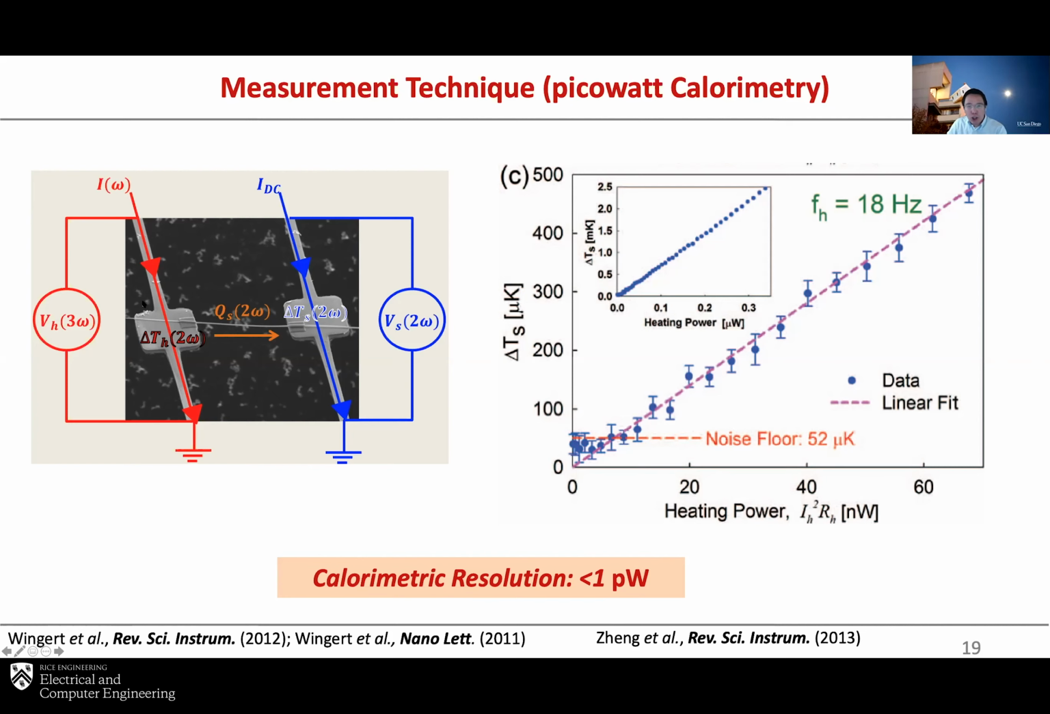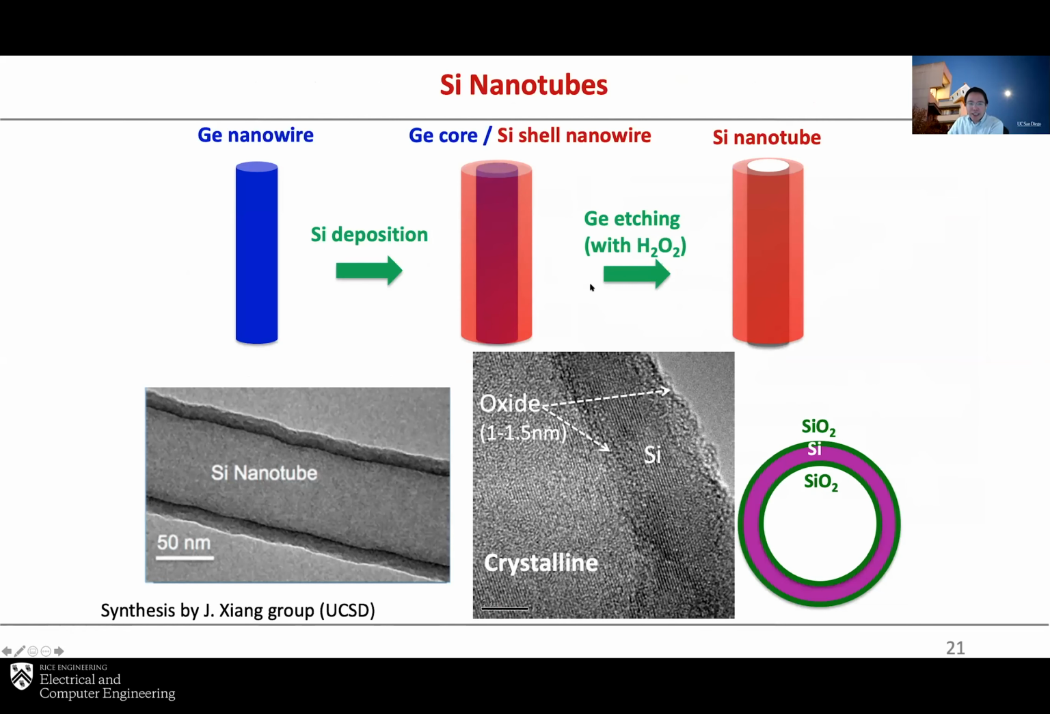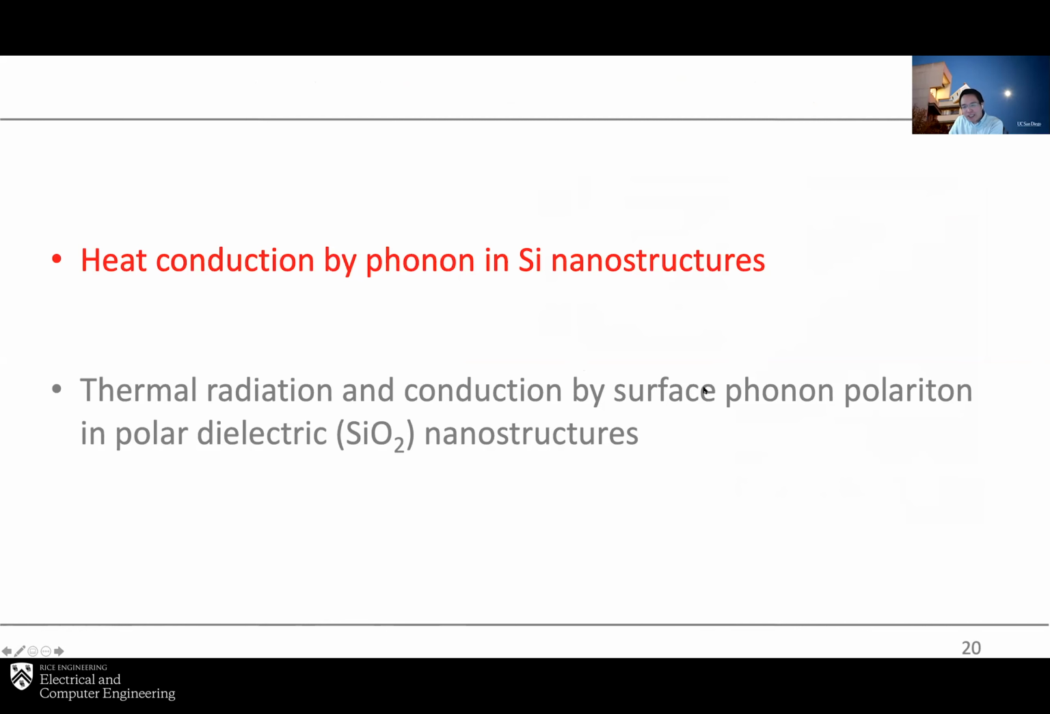One of them is to do modulated heating, where you can heat up the heating side using modulated heat flux rather than just a DC heat flux. And you can lock in this thermometry to the same frequency as the heating frequency, so you can reject a lot of common mode noise as well as ambient noise. So in this case, we can measure temperature down to 50 micro-Kelvin resolution and heat flux down to picowatt resolution. And so I'll show you some results with this measurement technique. One is, again, heat conduction in silicon nanostructures, and the other one is thermal radiation as well as conduction by coupling between phonon and photon or surface phonon polariton in polar dielectric materials.